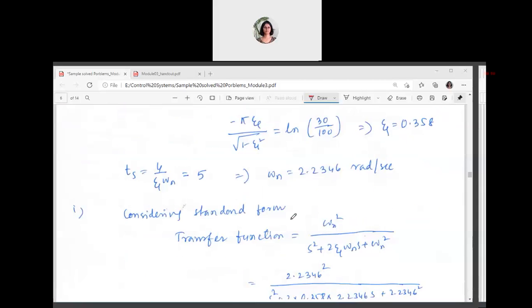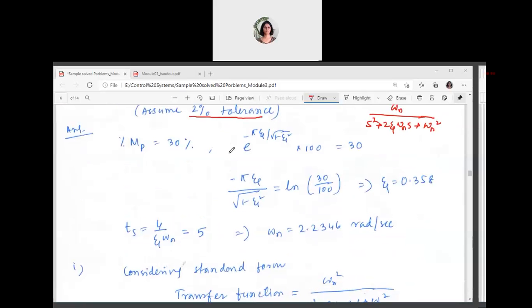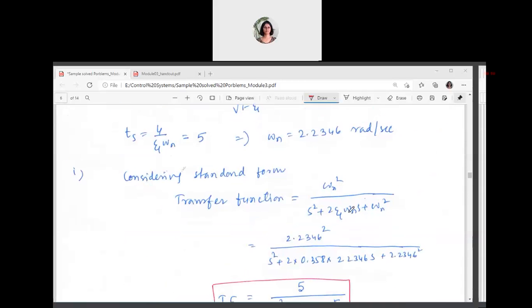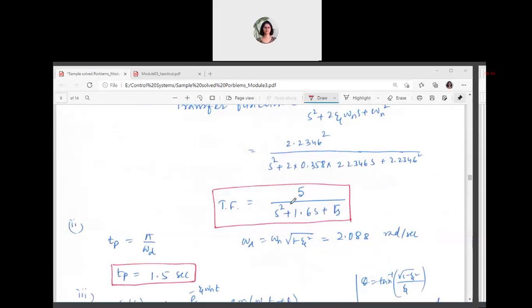Now you can find out what will be the transfer function. Here, because nothing else is specified, we have to assume the standard form because otherwise we will not be able to calculate it. Now we know omega n square, you have already got, is equal to 5. So you can just substitute the parameters, whatever values you have got, and you will get the transfer function value. This is the transfer function that we are getting.